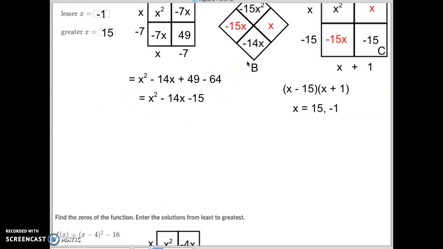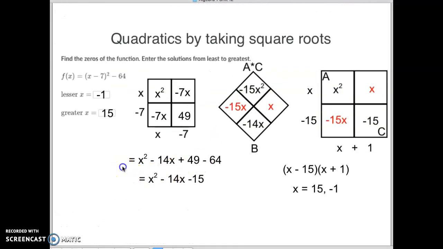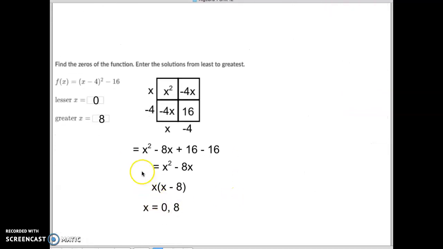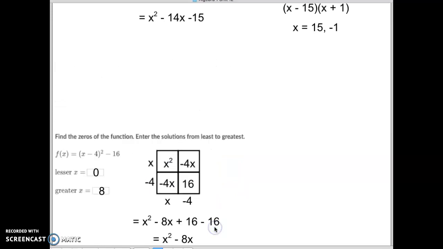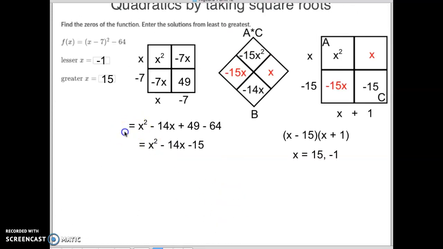So you're either going to have to do more complicated work if this turns out to be a true quadratic, but if it turns out to be a two-term quadratic like this one, then it ends much quicker and easier. When I did this, most of them ended up being this way, so I'm just letting you know that.